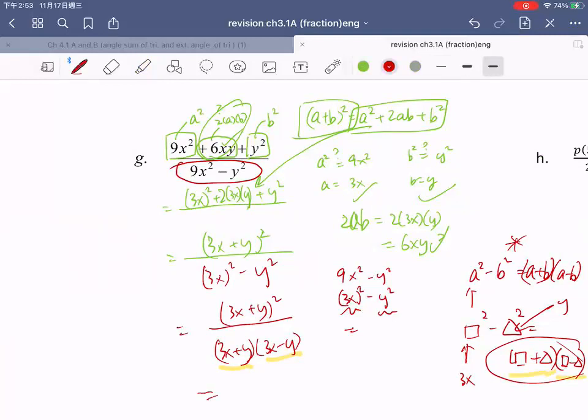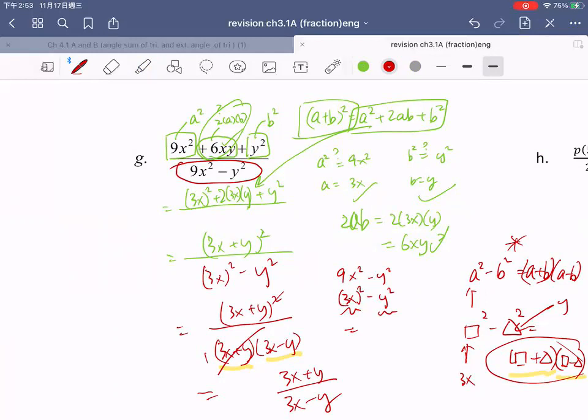So we can cross out 3x plus y on both sides of the equation. Just divide both sides by 3x plus y. So we still have this one, denominator 3x minus y. We have no more common factor, so we cannot take out any common factor.